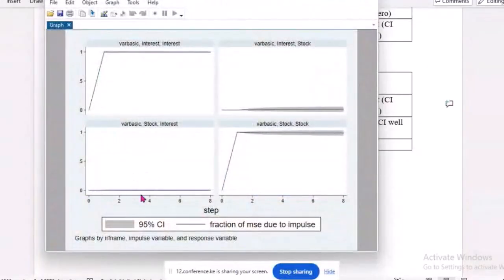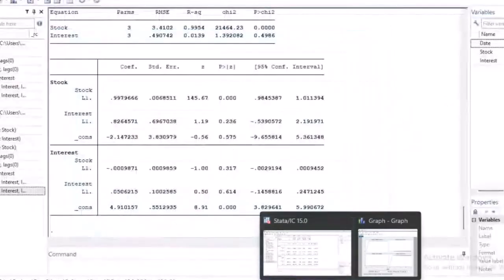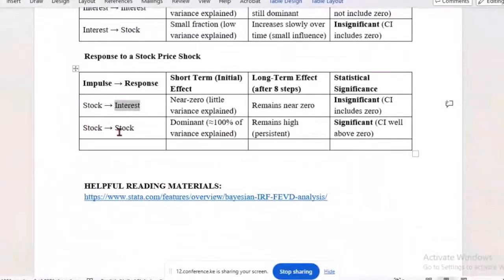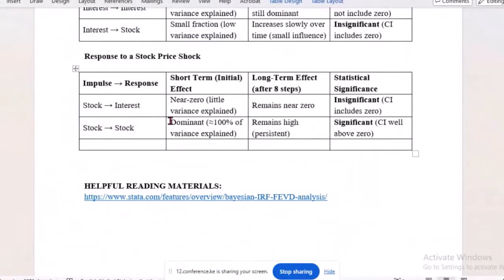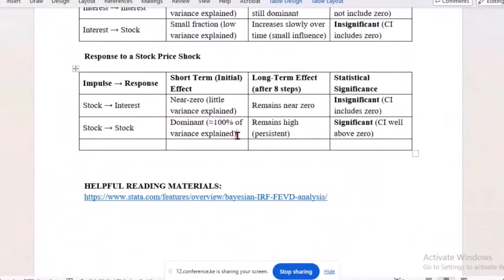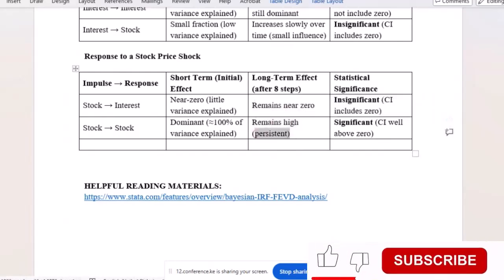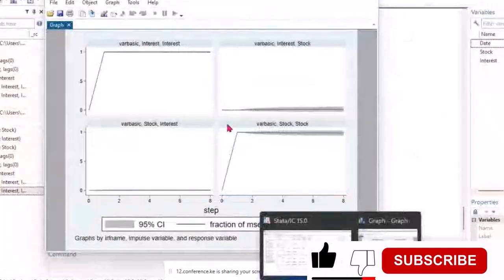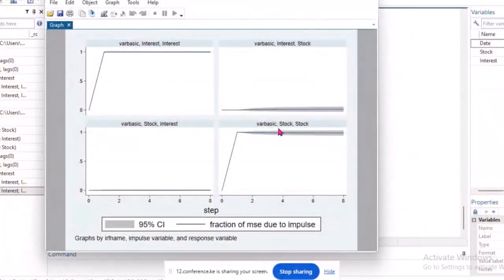Then we look at the last one. If we shock stock, how does the forecast error of stock behave? It is very strong, almost 100% variance explained, and it remains like that as we go to the long run. The same case here. It is very strong, and it remains like that as we go to the long run. So that is how we explain the variance decomposition.